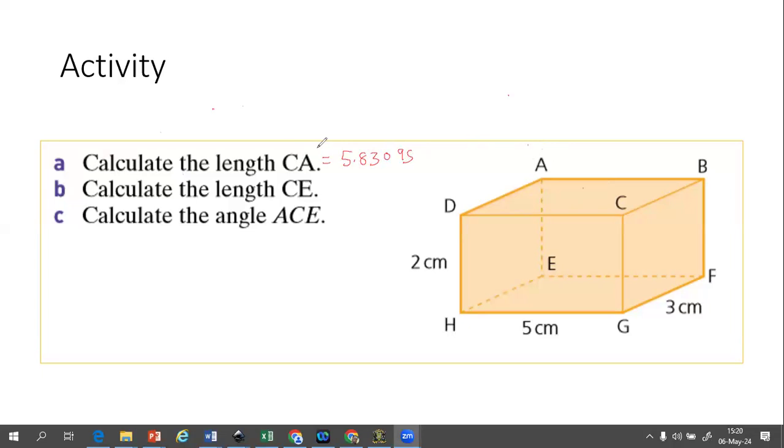We are going to do the first part A. Now they told us C to A. So I'm going to draw a line from C to A like this. Let me repeat to draw that line. So that line is coming like this from C, join it to A.